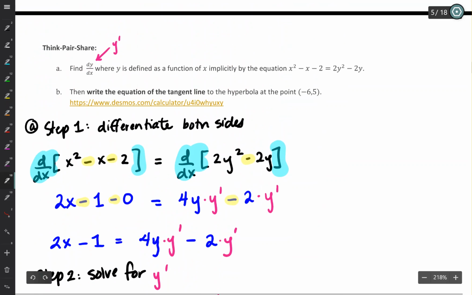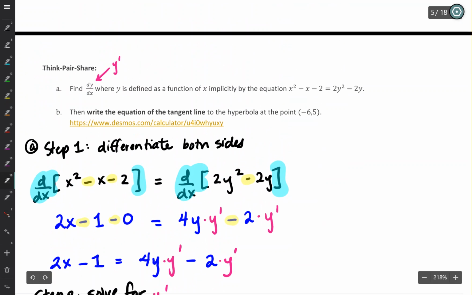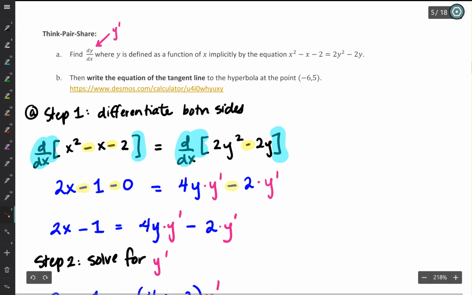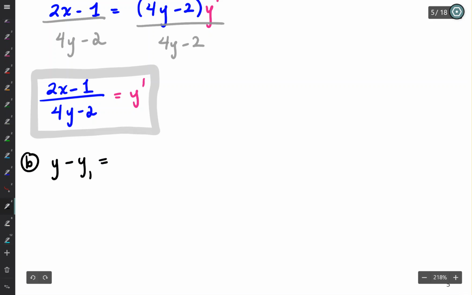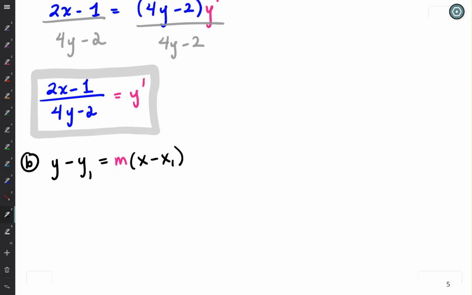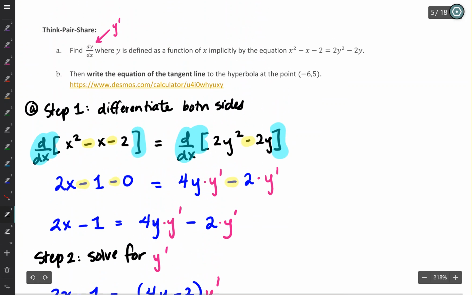I now, in part B, am going to use that function. I'm being asked to write the equation of the tangent line to this thing's a hyperbola, at the point -6, 5. So, to write the equation of the tangent line, remember y minus y1 is my slope times x minus x1, and we know they gave us the point. That was nice.